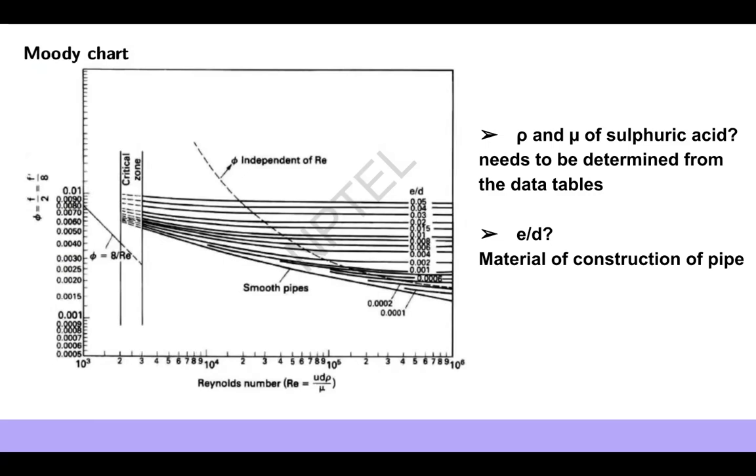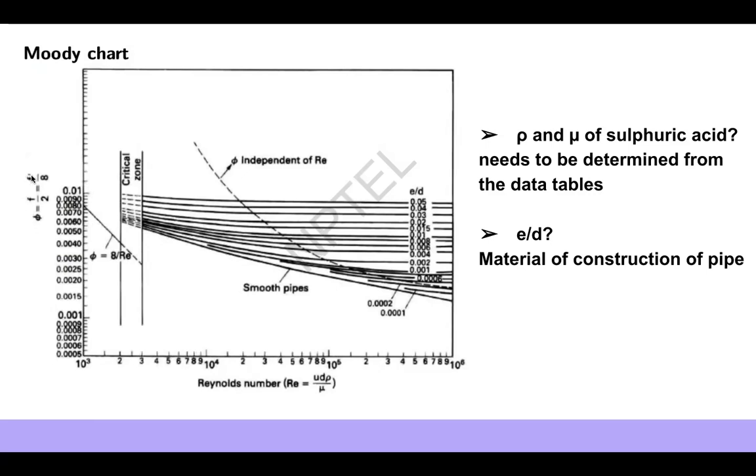So how do you read this Moody chart? If you know the Reynolds number, imagine I know the Reynolds number, which is 10 raised to 5 here, and I know the roughness factor, let's take this as 0.02. Given the Reynolds number and the roughness, it is somewhere here. Then I go horizontally and I get phi to be equal to 0.006.